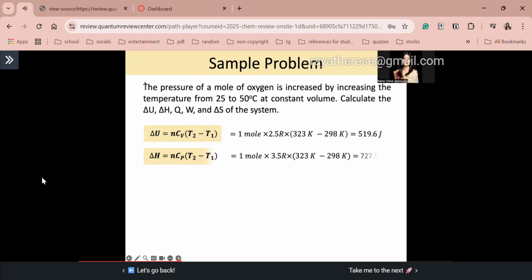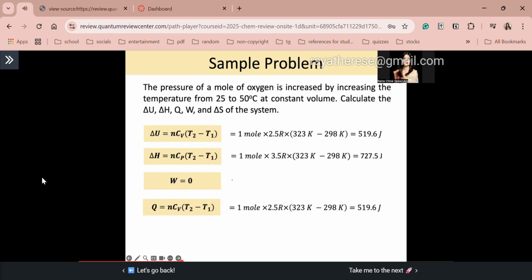Next, we solve for delta H. So for delta H for an isochoric process, that is NCP delta T. Solving, we get 1 mole times 3.5 R. So based on the table, CP value is equal to 3.5 R times 323 minus 298. We get 727.5 joules. Take note guys ha. When we say R, syempre dapat wag mo kalimutang times 8.314. Baka makalimutan nyo. Mahirap na. And the next, work is just equal to 0, right? Because again, for an isochoric process, work is just equal to 0.